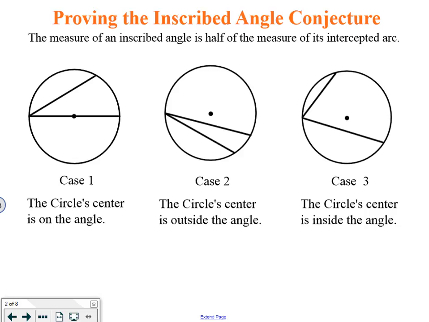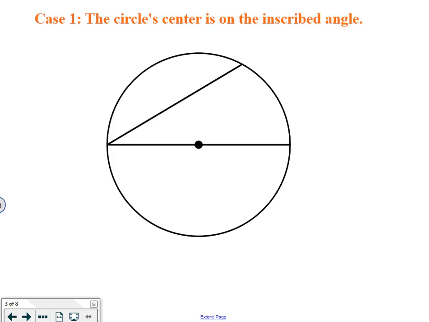So unfortunately, in order to prove the inscribed angle conjecture, we have to produce three proofs. We have to prove it is true for each of the three cases of inscribed angles. When we learn proofs, we learn to build an argument before we start to write the proof. We're going to use this circle with the inscribed angle going through the center of the circle to build our argument.